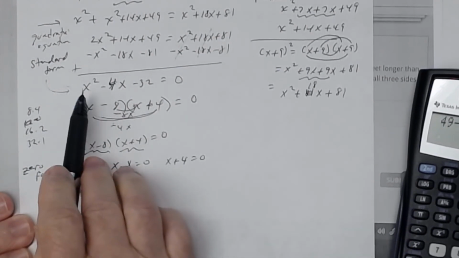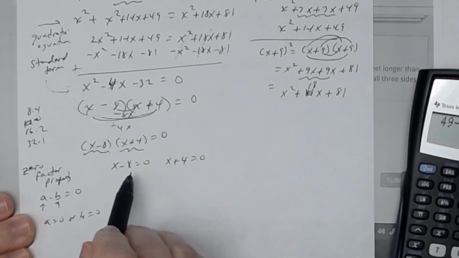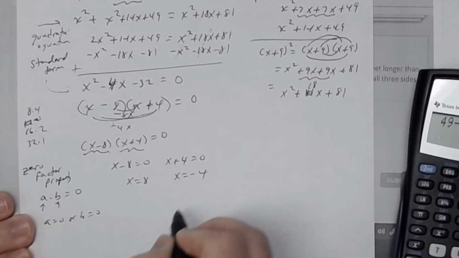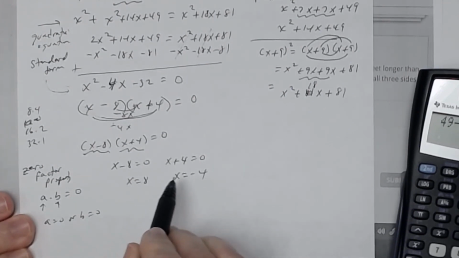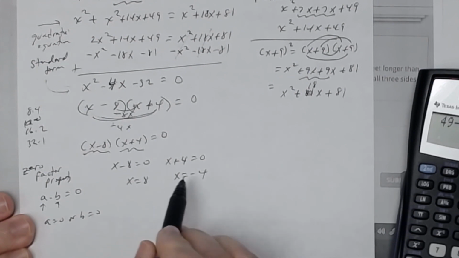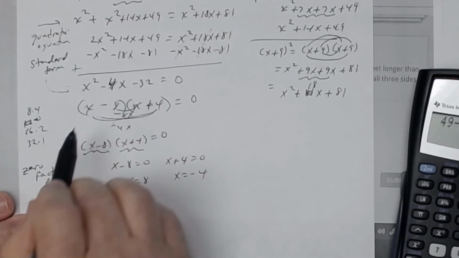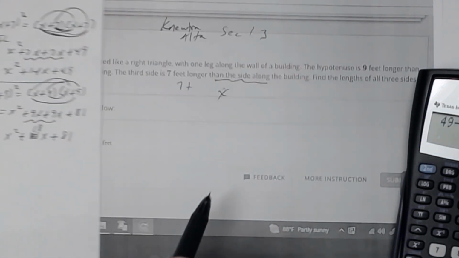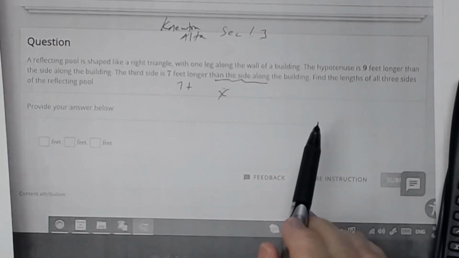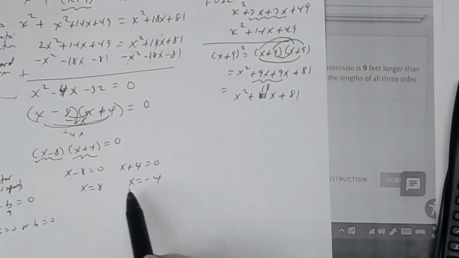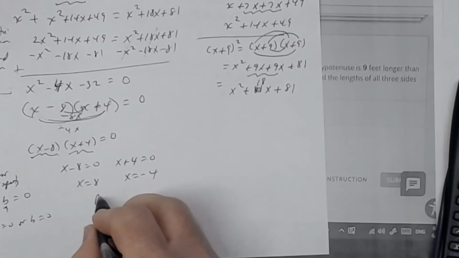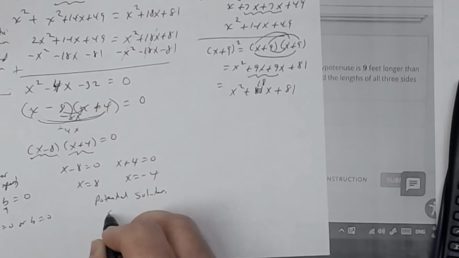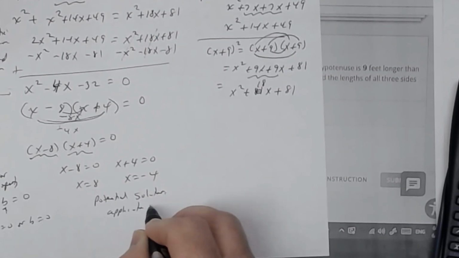Notice I went from a quadratic equation to two linear equations. So I get x equals 8 and then x equals negative 4. These two values are solutions to this quadratic. But remember, we are solving an application problem, and when we solve an application problem, we have to make sure that these potential solutions make sense.